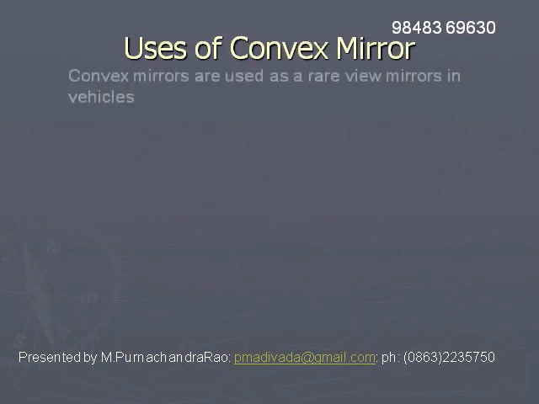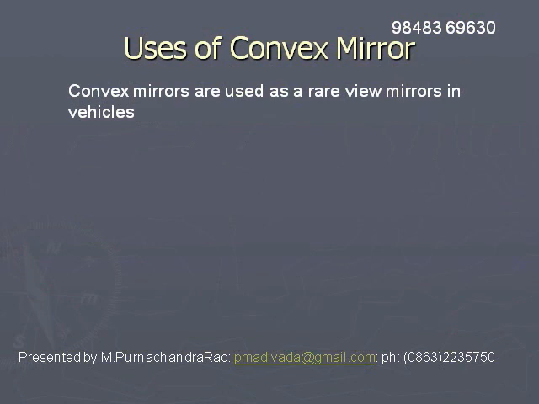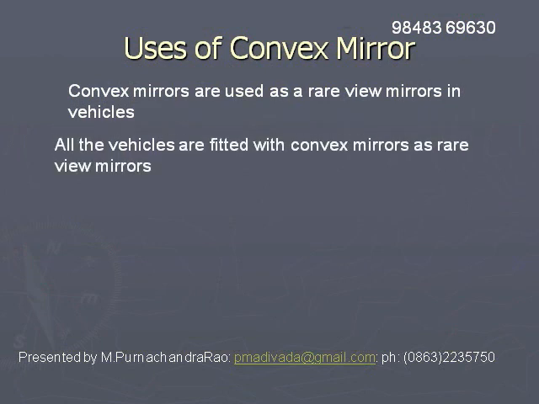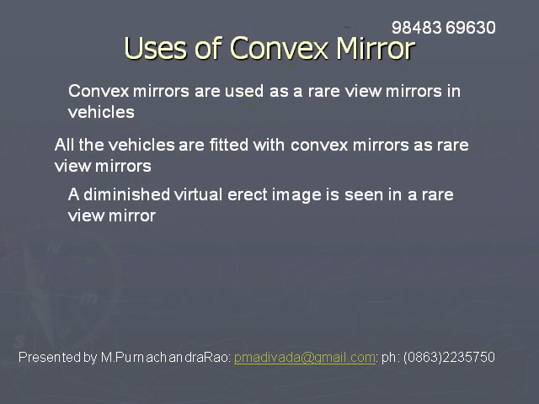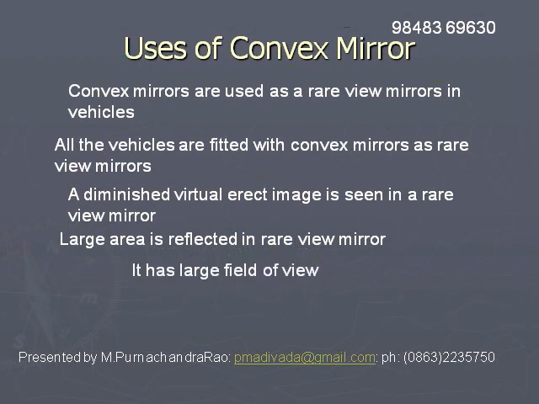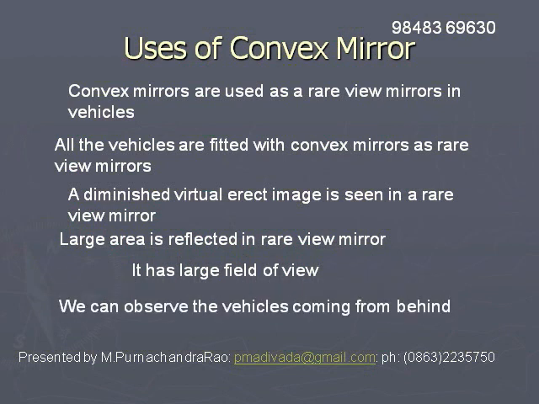Uses of convex mirrors. Convex mirrors are used as rear view mirrors in vehicles. All the vehicles are fitted with convex mirrors as rear view mirrors. If we observe the images in the rear view mirror, we notice that a diminished, erect, virtual image is seen. The area which is reflected in the mirror is very large. So it has a large field of view. A large area can be viewed in a rear view mirror.